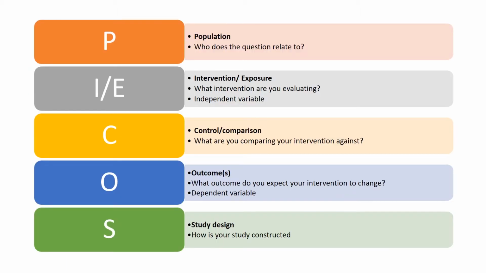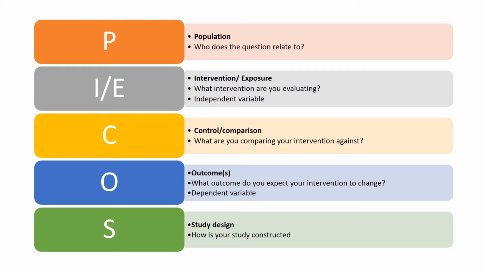So, what is this PICOS thing? So PICOS is very simply an acronym that stands for the different components of most research studies. So we've got these 5 letters. P stands for population, I stands for intervention, C for control, O for outcomes, and S for study design.